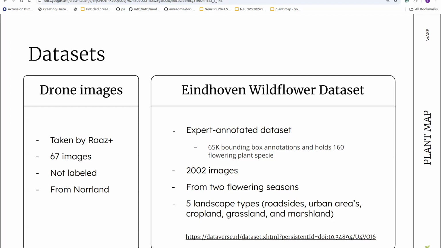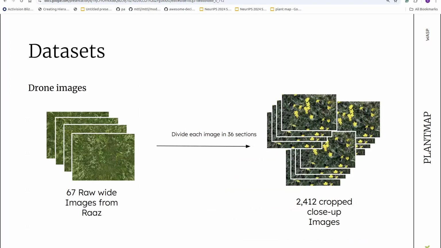So first, the images were very high resolution. We wanted to first break them into smaller chunks, as you can see. With smaller chunks and more details, it's easier for the models to find flowers, including small tiny flowers, and it also gives us more samples in our training data.